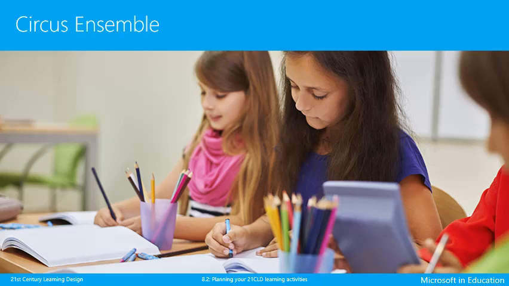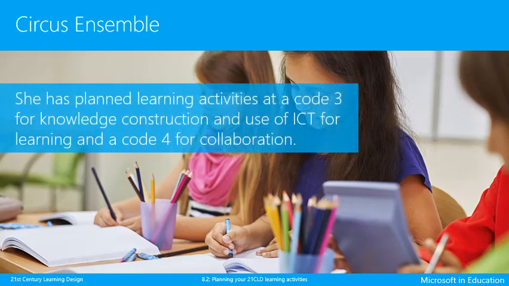If you notice, she is also conscious of her students' development and experiences to date, so the dimensions are coded at varying levels. For example, she has planned learning activities at a code 3 for knowledge construction and use of ICT for learning, and a code 4 for collaboration. Whereas for skilled communication and self-regulation, Ashley designed the learning activities at a code 4.